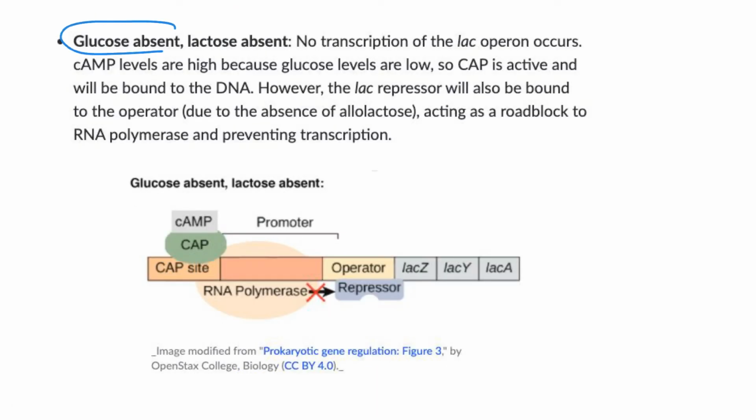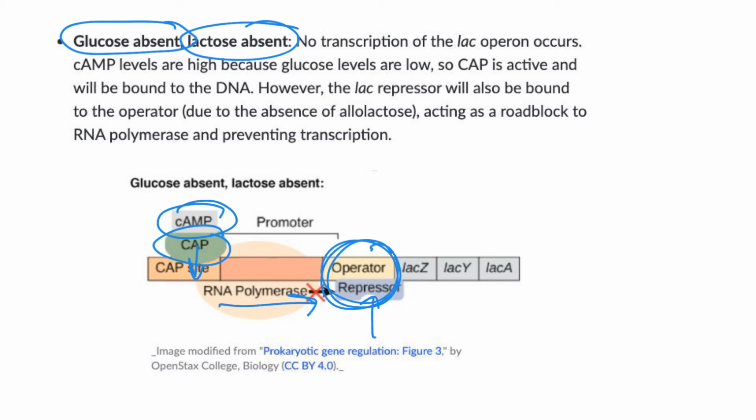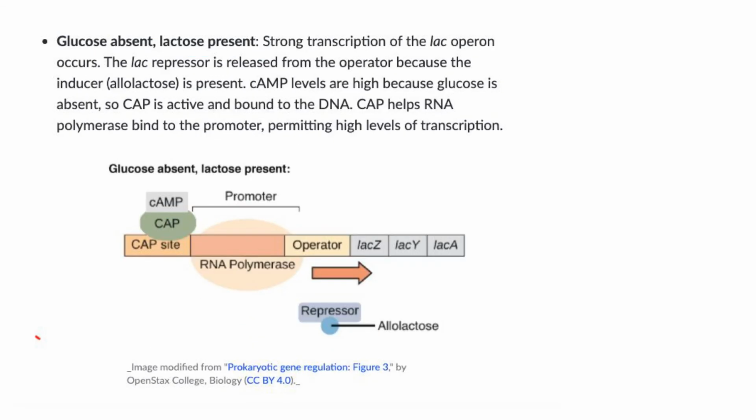If I have glucose absent and lactose absent, well, I'm not going to get any transcription. Why should I? Even though I have high cyclic AMP levels, my CAP protein is going to bind, but I still have the repressor stuck right here. And so the RNA polymerase cannot transcribe these enzymes because the repressor is blocking it. But when I have glucose absent and lactose present, now I'm going to get strong transcription of the Lac Operon.